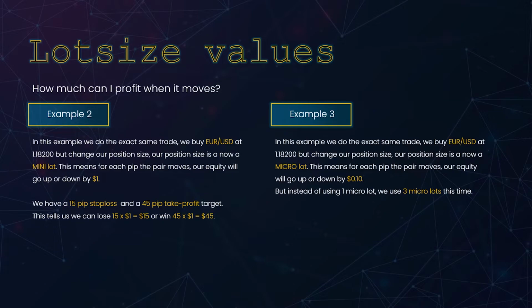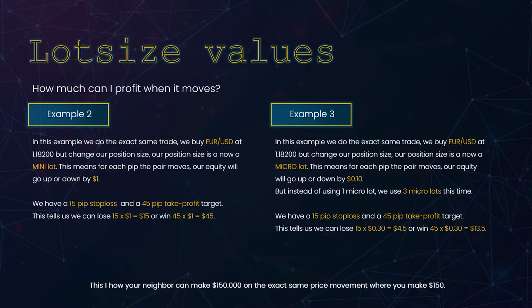So just as in the previous 2 examples, we have a 15 pip stop loss and a 45 pip take profit target. So this tells us we can lose 15 times 30 cents, because we use 3 micro lots instead of 1 micro lot, equals 30 cents. So we lose 15 times 30 cents equals $4.5, or we win 45 times 30 cents equals $13.5. This is how your neighbor can make $150,000 on the exact same price movement where you make $150. It's all because of the lot size.